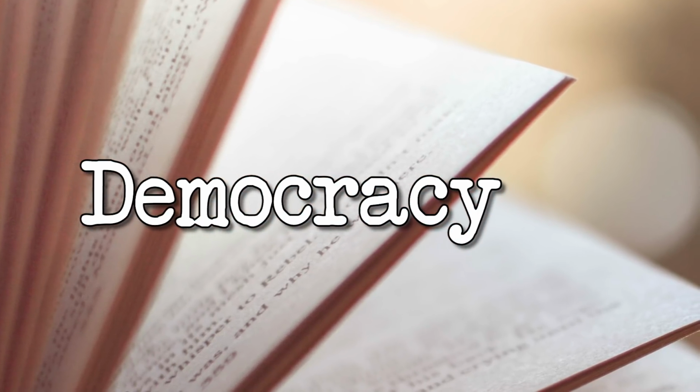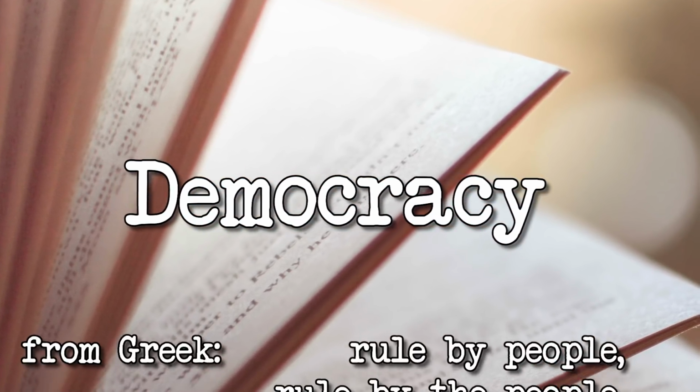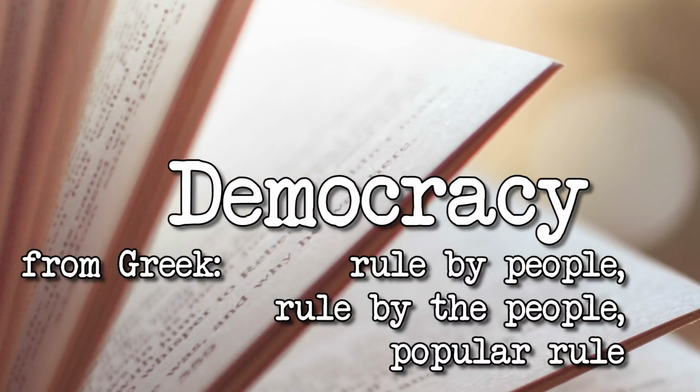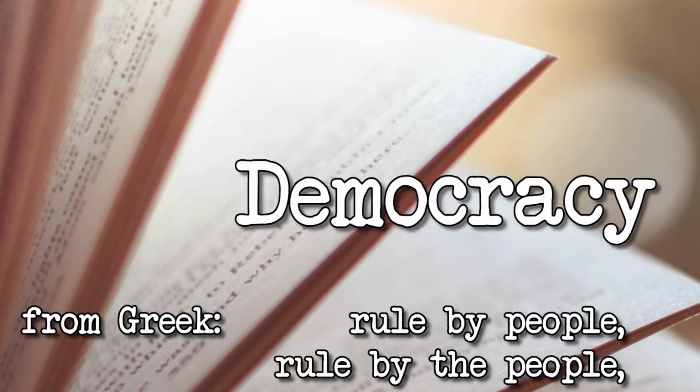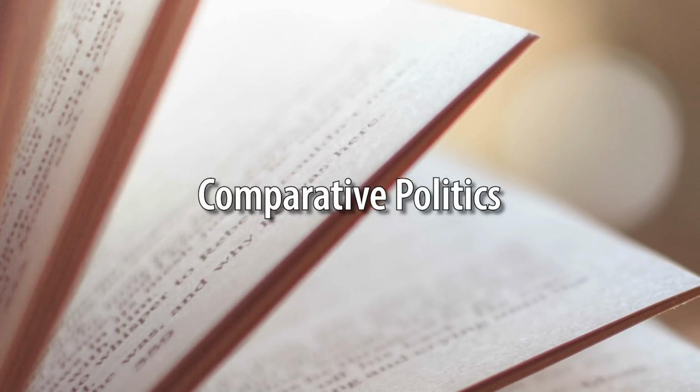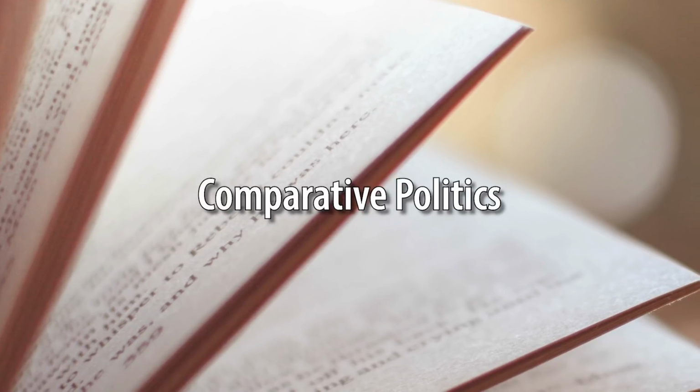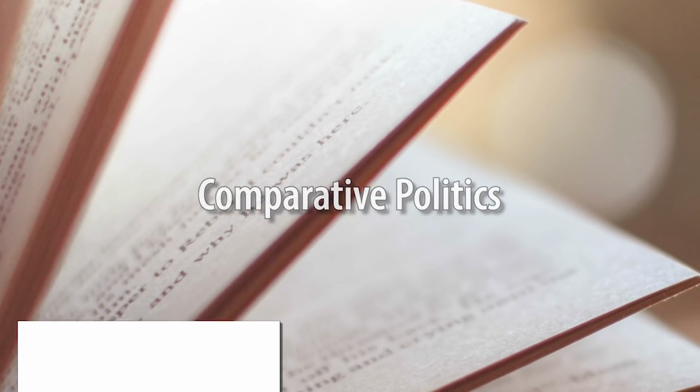Democracy is a hard thing to pinpoint. The word is derived from Greek and means something like rule by people, rule by the people, or popular rule, but in practice it can mean different things. In comparative politics, you can generally identify 4 different characteristics after which you can categorize different democracies.